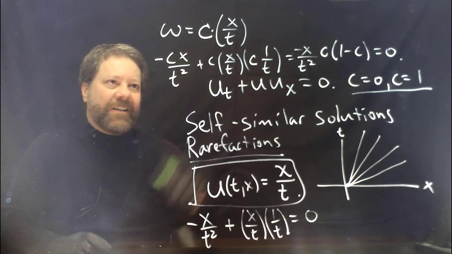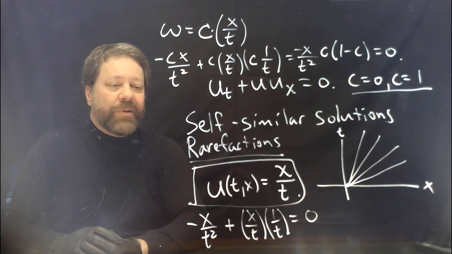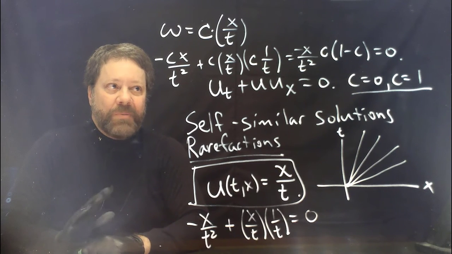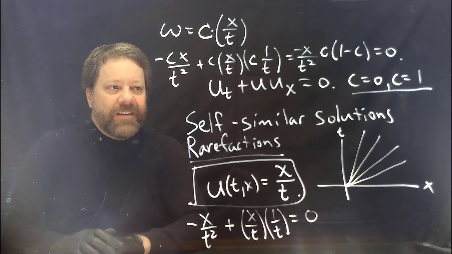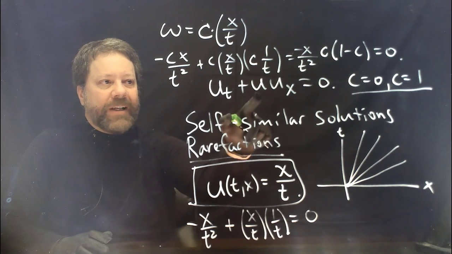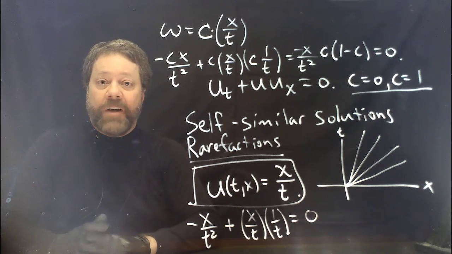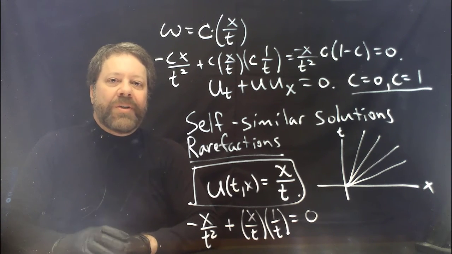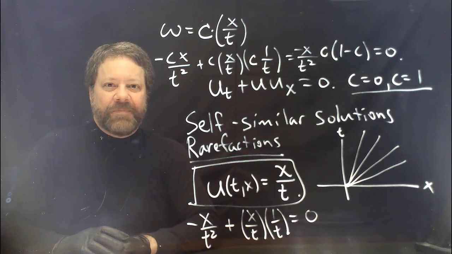So arbitrary linear combinations of solutions to Burger's equation do not end up giving you solutions to Burger's equation. That's because Burger's equation is not linear. You're multiplying a u times a derivative of u with respect to x. When that happens, you lose the superposition principle.